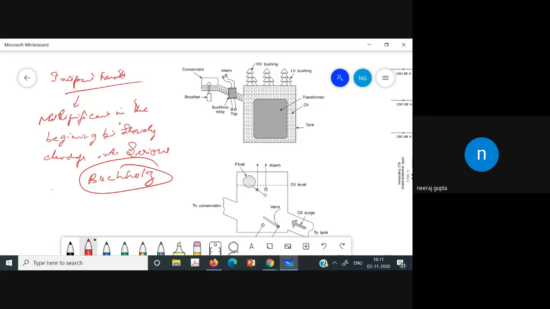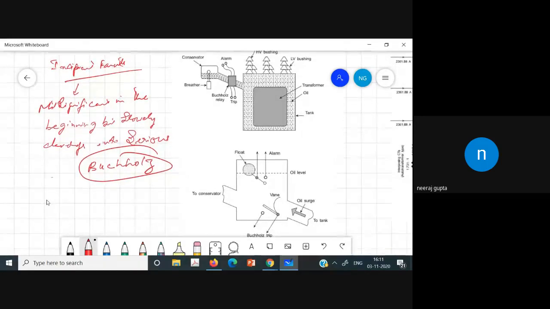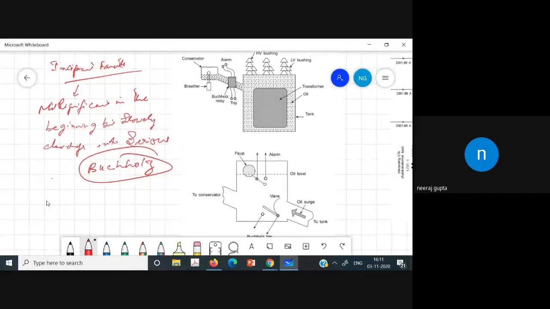Now, where the Buchholz relay is installed with respect to the transformer is shown in this diagram. Now we will have the transformer, then the transformer oil, transformer tank, low voltage bushings, high voltage bushings. Then here the Buchholz relay is placed. We will have the breather and the conservator.